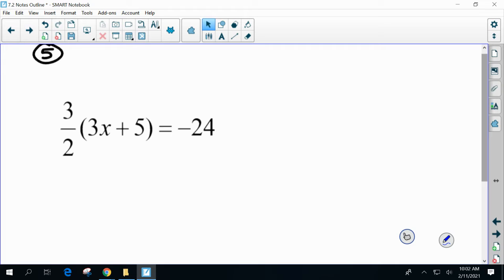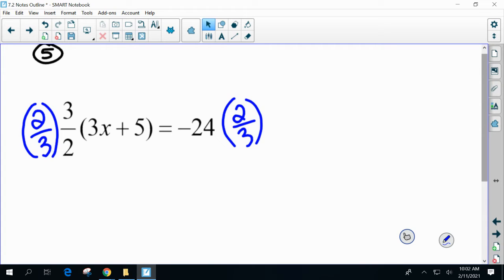So, 3 halves, you would flip it and multiply. So we're gonna multiply both sides by 2/3. And this right here would get you 1, like 2 times 3 is 6, over 3 times 2 is 6, and that would equal 1. So all I'm gonna have left is 3x plus 5. And on the right, I need to take negative 24 times 2/3. Which would get you what?